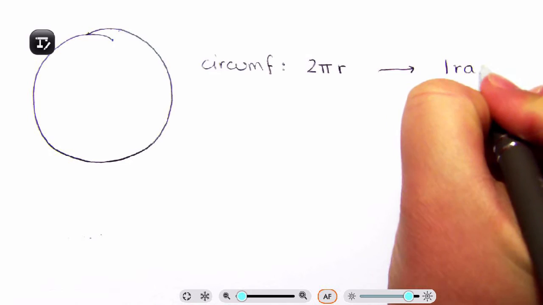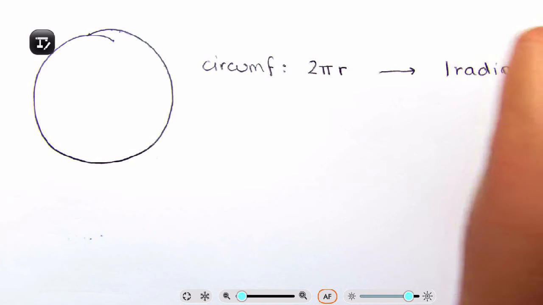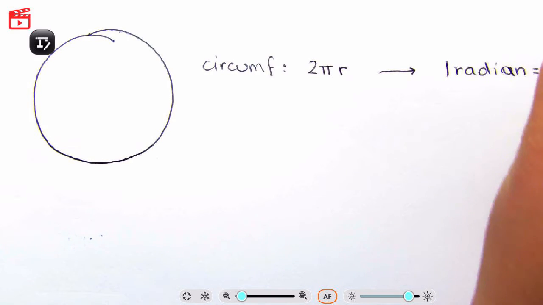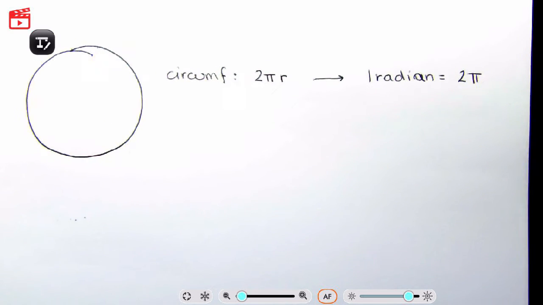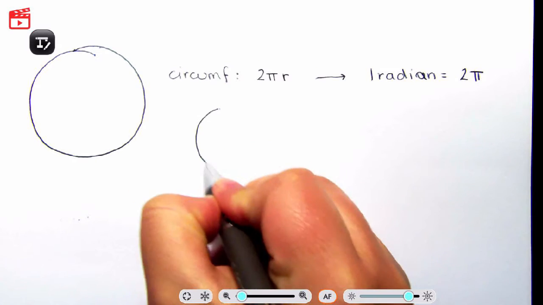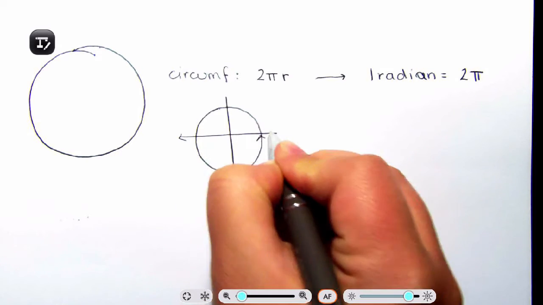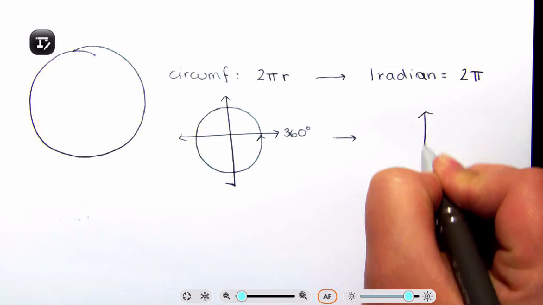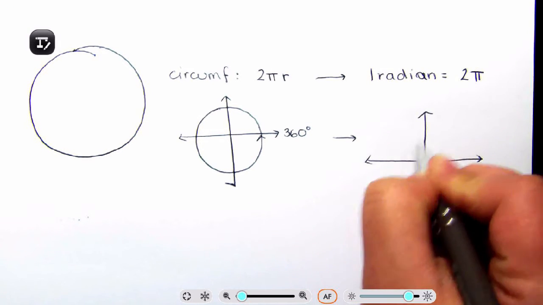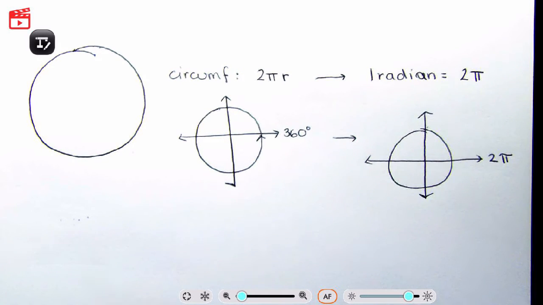1 radian is equal, that should be an A, is equal to 2 pi. So when we have the circumference of a circle, or 1 full circle, 1 full rotation, we know that that's 360 degrees. Now, instead of saying 360 degrees, we can say that 1 full rotation is 2 pi. And that is based off of our circumference of a circle.